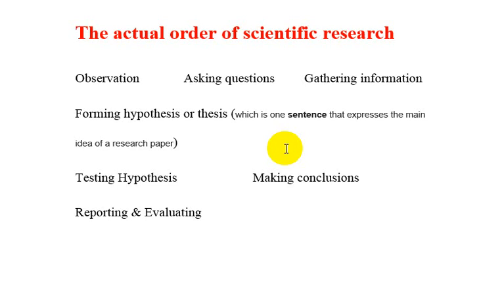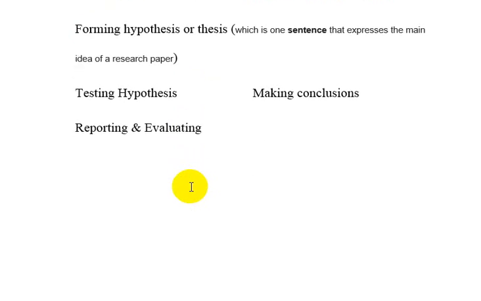After formulating the hypothesis or thesis, I'm going to test it by means of experimentation. And through this work, I'm going to make conclusions. And the last thing in writing a scientific research is the reporting and evaluation. That means to set forth the future application of my research and further inspection of the phenomena and how to develop it.